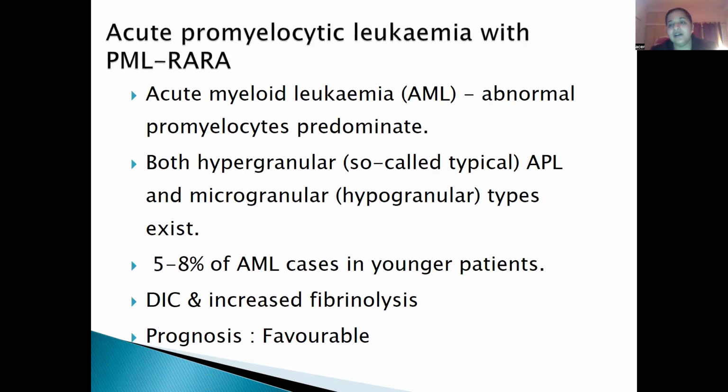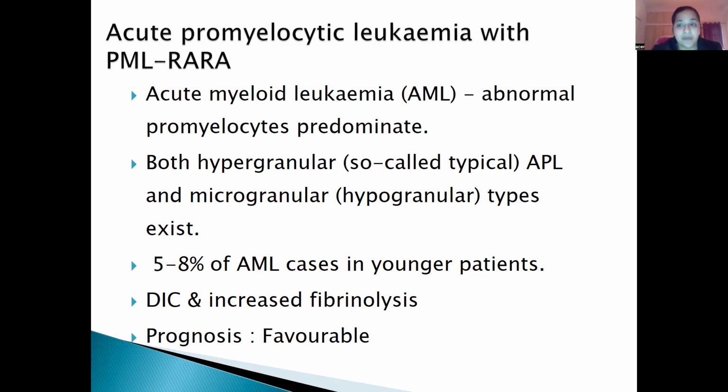Now the main one, which is the most favorite of the NEET PG examiners, is acute promyelocytic leukemia with the PML RARA. Okay, so it is acute myeloid leukemia with abnormal promyelocyte predominance. It can be hypergranular or microgranular. It is present in younger patients. What I am telling you is very important. The patient usually presents with DIC and increased fibrinolysis.